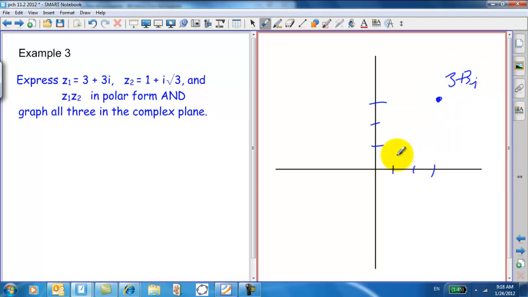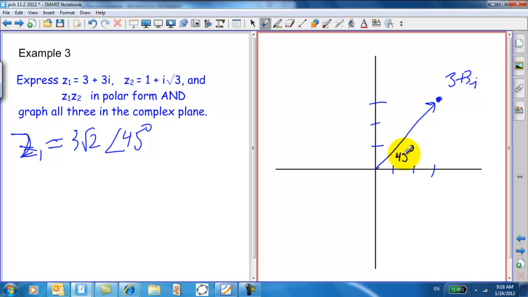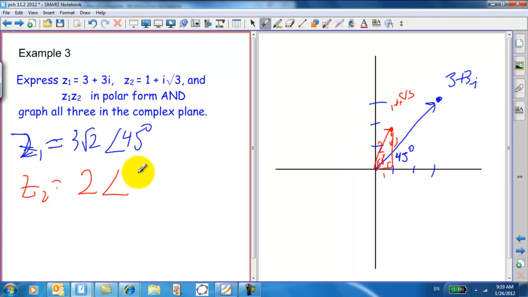Clearly you're going over 3 and up 3, so you've got a slope of 1, that's a 45-degree angle. So Z1 equals 3 root 2 at an angle of 45 degrees. See how I did that conversion visually by thinking about the special right triangle, 45, 45, 90. Now 1 plus i root 3. Now we're going to go over 1 and up square root of 3, so that's about in there. You're going over 1, up square root of 3, that's the 30, 60, 90, so that's 60 degrees, and this magnitude is 2. So Z2 equals 2 at an angle of 60 degrees.